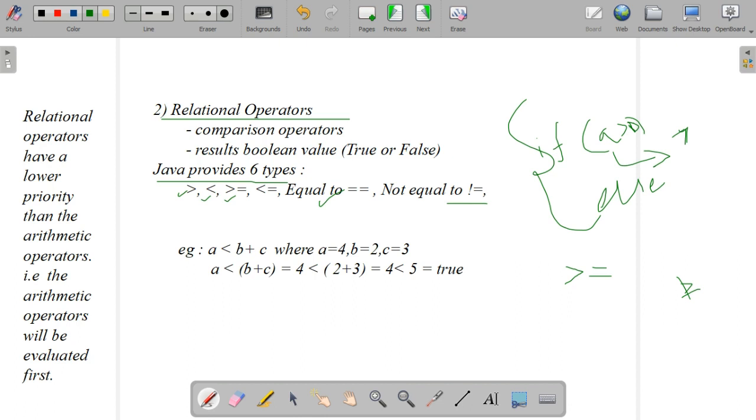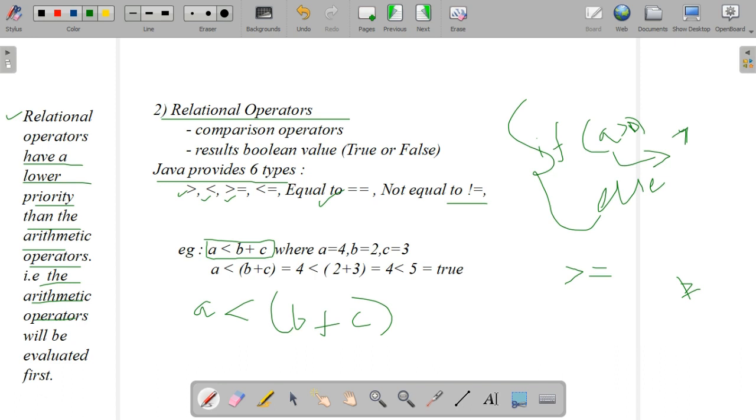So, some examples: A less than B plus C, where A equal to 4, B equal to 2, C equal to 3. This is an expression consisting of relational and arithmetic operators. So in an expression where relational and arithmetic operators are both there, which one do we use first? That is the priority of the operator. Relational operators have a lower priority than arithmetic operators. What do I mean by that? The arithmetic operators will be evaluated first. So which one do we evaluate first here? B plus C, because that is the arithmetic operator.